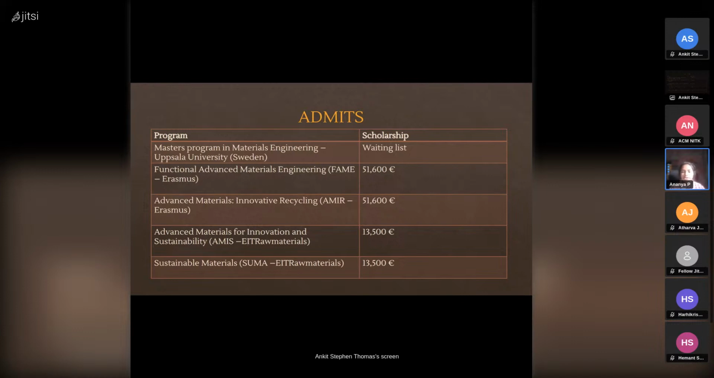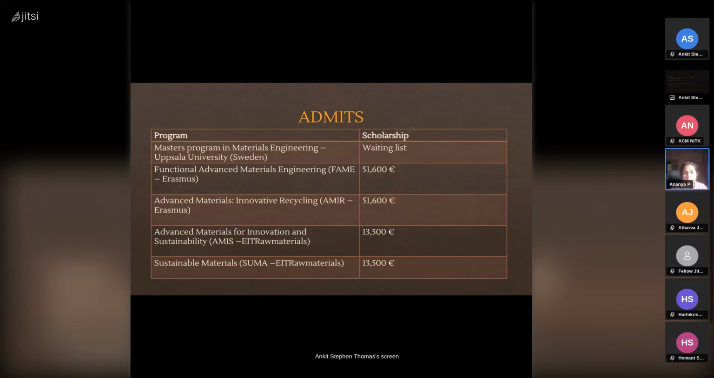But coming to the scholarship, it was still on the waiting list, and the second Erasmus Mundus program I applied to was the Functional Advanced Materials Engineering, for which I got a full scholarship, a total of 51,600 euros. I also applied to 3 other mobility programs similar to the FAME one, which was Amir, Advanced Materials Innovative Recycling, again, in which I did receive a full scholarship of 51,000 euros also.